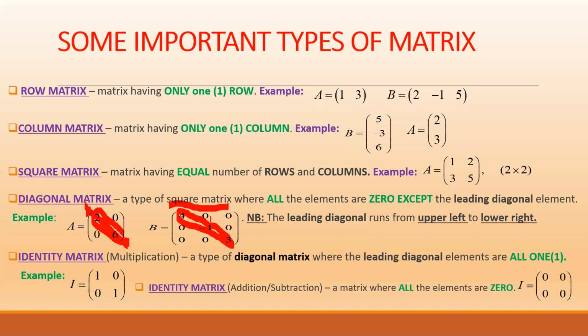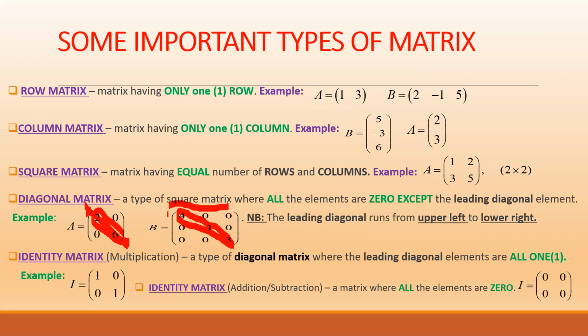So you can see 4, -1, 3. Those numbers are not zero. So the leading diagonal elements must not be zero. However, all the other elements must be zero. Right? So that's how we define a diagonal matrix.